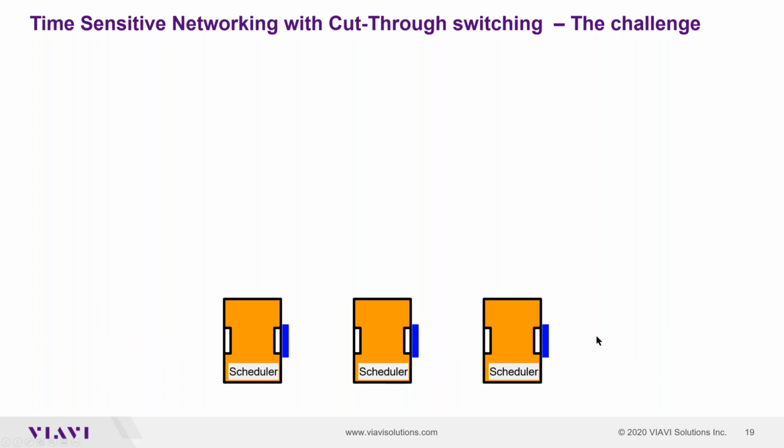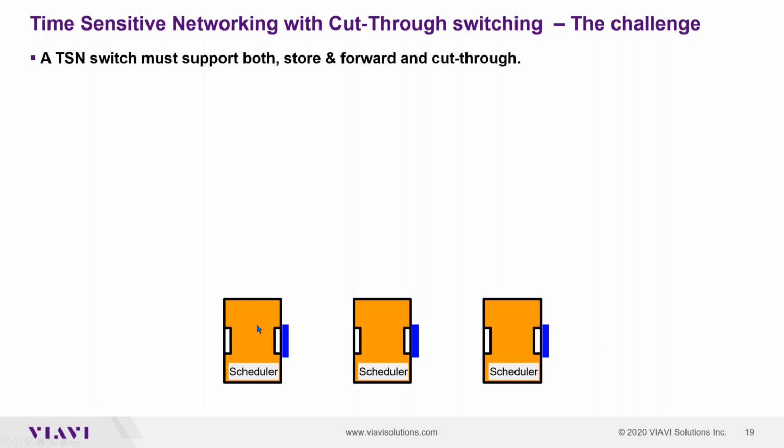So in my example here, I have 3 switches, and they have to support store and forward. This is the classical way. Receive the frame, look at the destination address, switch it internally to the external port, to the access port, and then send it out. This is store and forward.